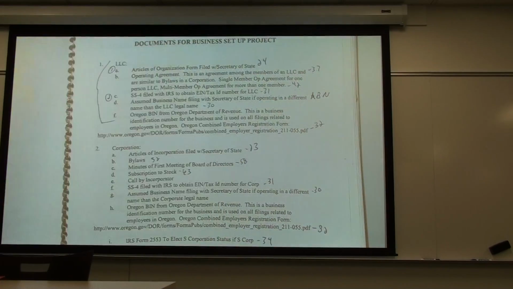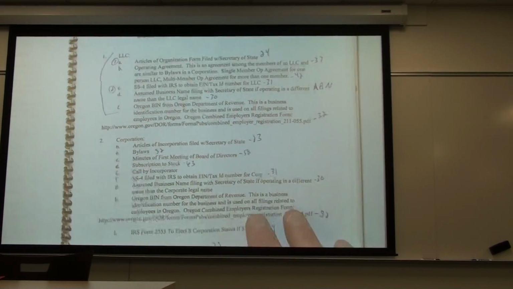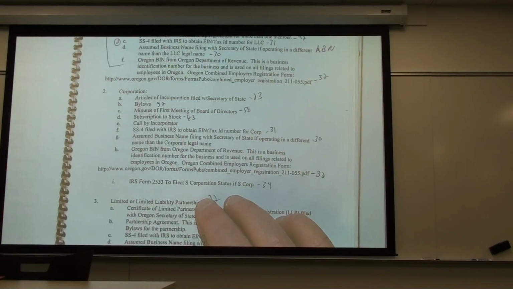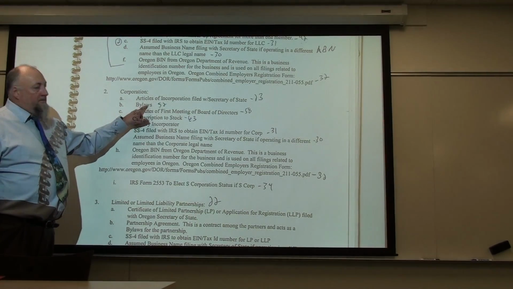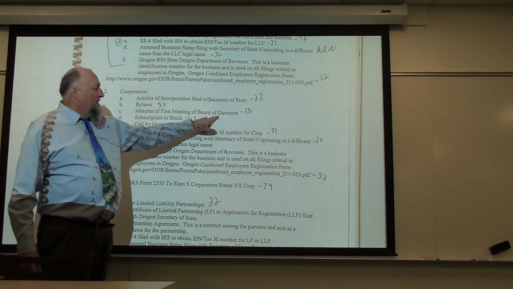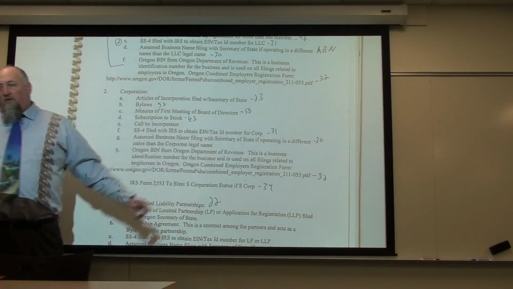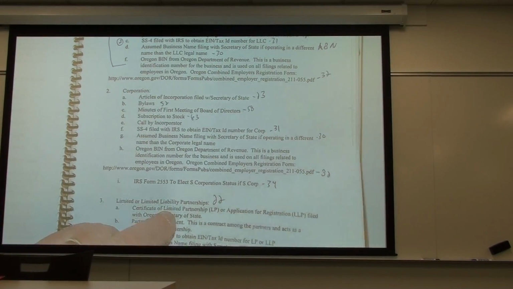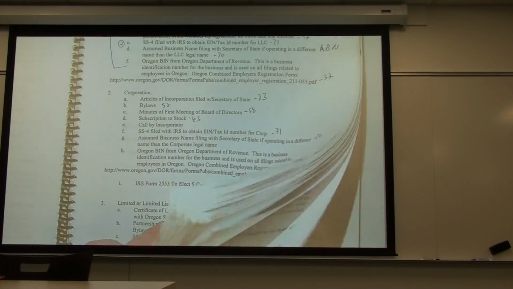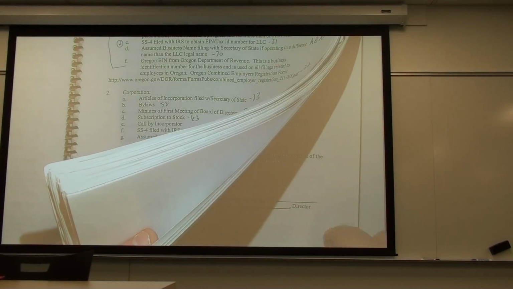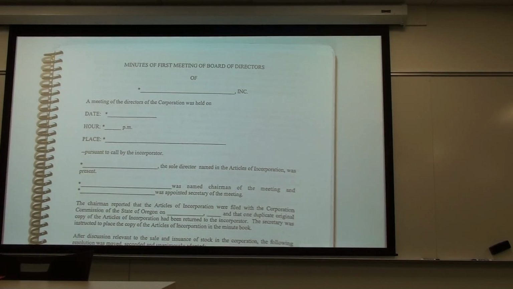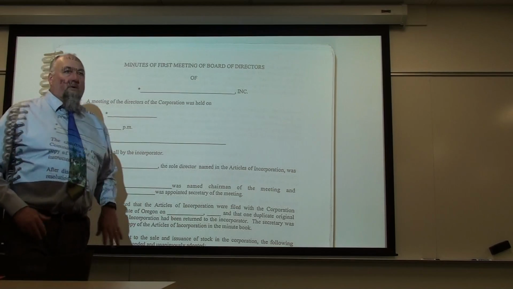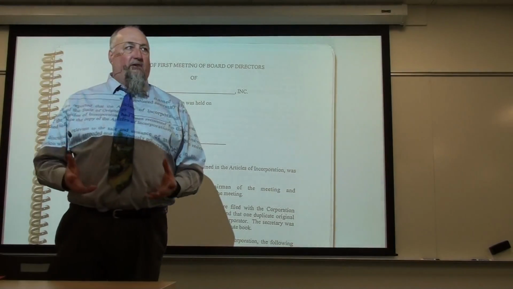All right. So for corporations, there's a few additional forms I want you to do. Bylaws, and then we have minutes of the first meeting of the Board of Directors, which is on page 58. And I have a few minutes to go through that real quick. So minutes of the first meeting of the Board of Directors.